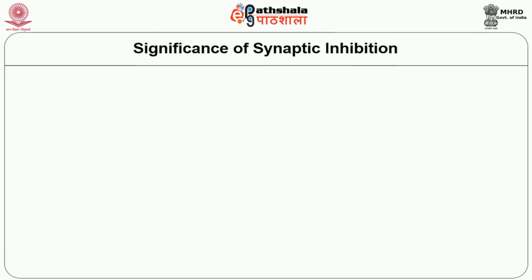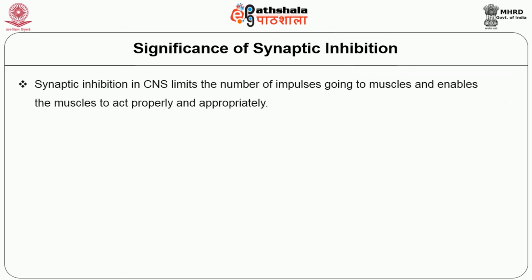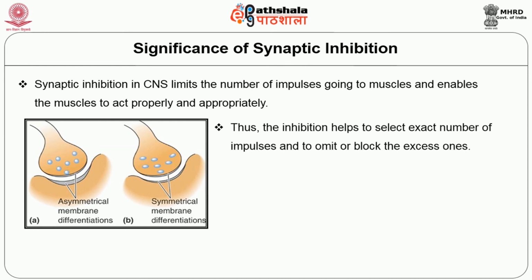Coming to the significance of synaptic inhibition. The synaptic inhibition in the central nervous system limits the number of impulses going to muscles and enables the muscles to act properly and appropriately. Thus, the inhibition helps to select the exact number of impulses and to omit or block the excess ones.